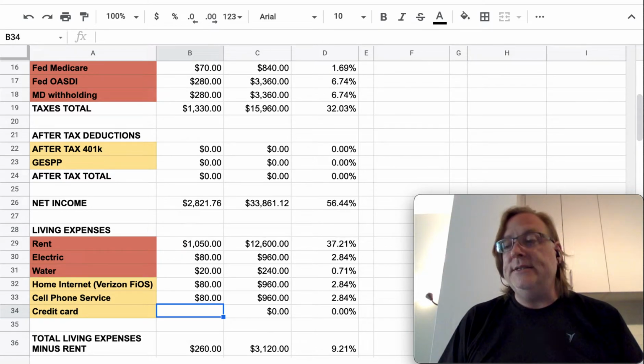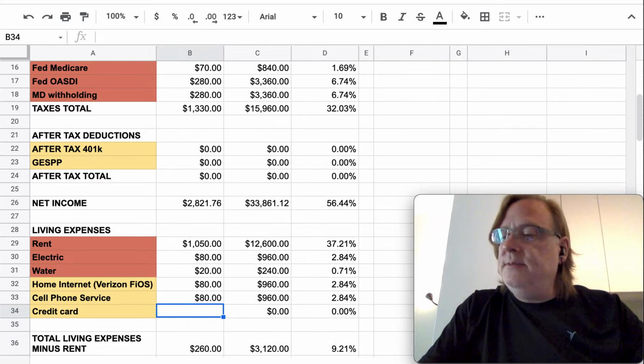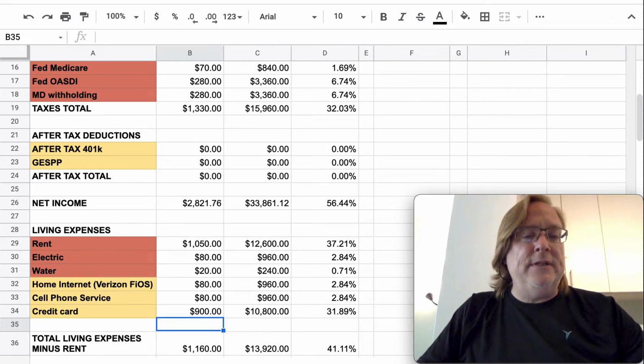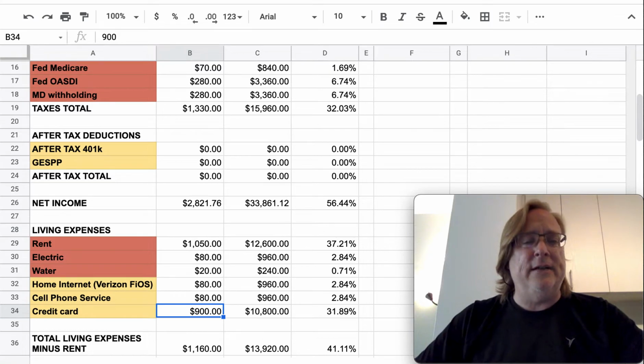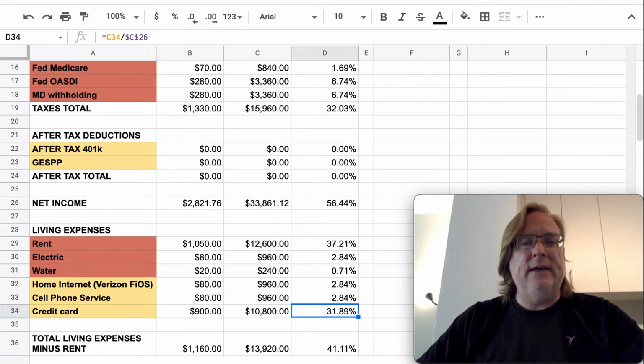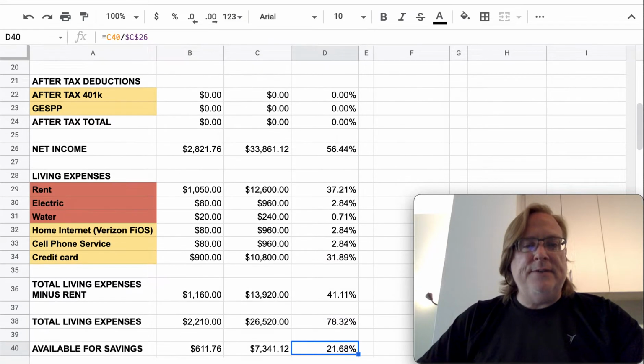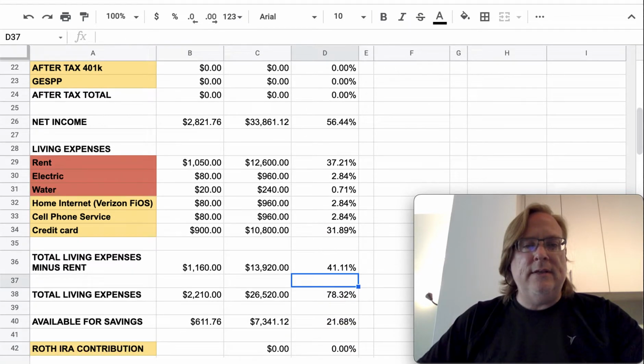So let's say that this person, in order to live their life fully for a month, they end up with a $900 credit card bill. So then here's multiplication by 12, and here is division by the annual net income. Okay. So then I do some other things here.